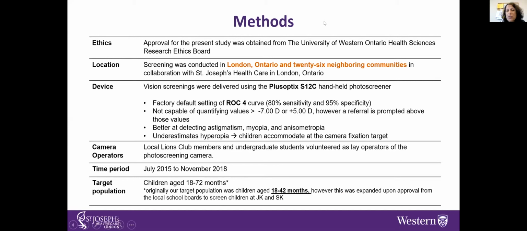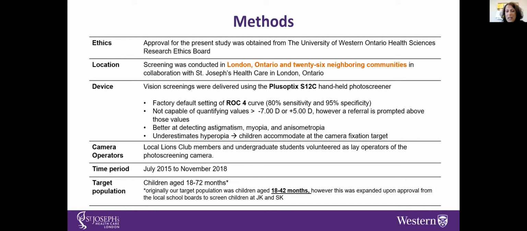Plus Optics S12 C-hand screener, and the camera has 5 built-in default settings, and we chose the ROC 4 curve because we wanted 80% sensitivity and 95% specificity. The camera operators were from the Lions Club and undergraduate students that volunteered to do the screening, and the program ran for 3 years starting July 15.